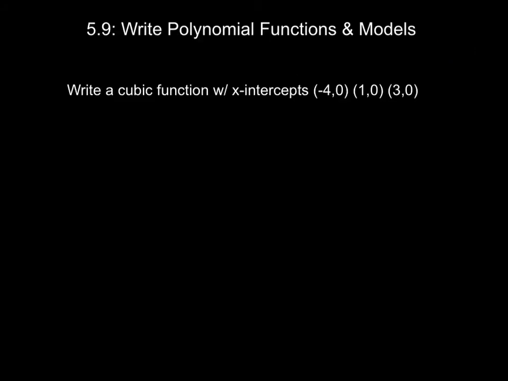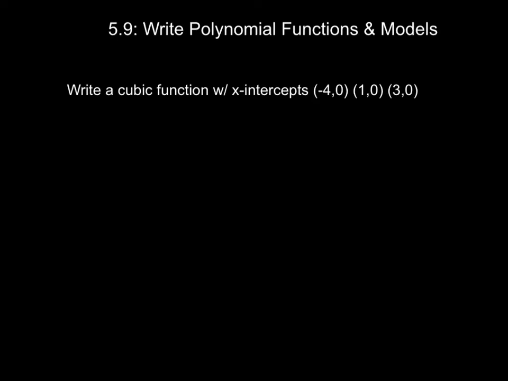Chapter 5.9, Write Polynomial Functions and Models. So we're told to write a cubic function with the x-intercepts -4, 0, 1, 0, and 3, 0. So we're recognizing that these are all zeros of our function. So we can write those as x plus 4, x minus 1, and x minus 3.